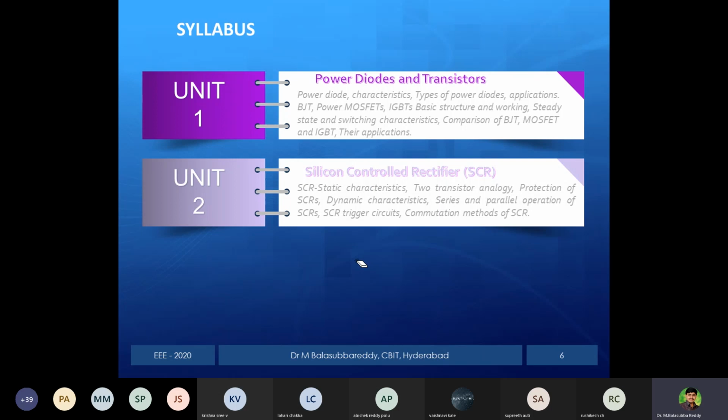It deals with only SCR characteristics: static, dynamic, series operation, parallel operation, on process, off process, all things under the second unit. Now from the third unit onwards our controllers are going to start. You know each controller and its function, all 5 controllers. The third unit will come under the first controller, that is the phase control rectifier.